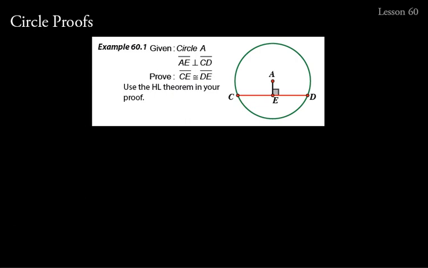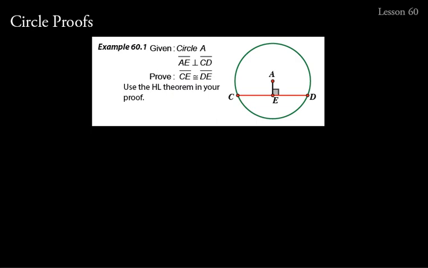We're just going to do a couple of proofs here. Example 60.1, given circle A and that AE is perpendicular to that segment CD, prove that CE is congruent to DE, and we can use the hypotenuse leg theorem in the proof. We don't have to. There's other ways we could prove this, but that's what this problem is directing us to do, is use the hypotenuse leg theorem in the proof.